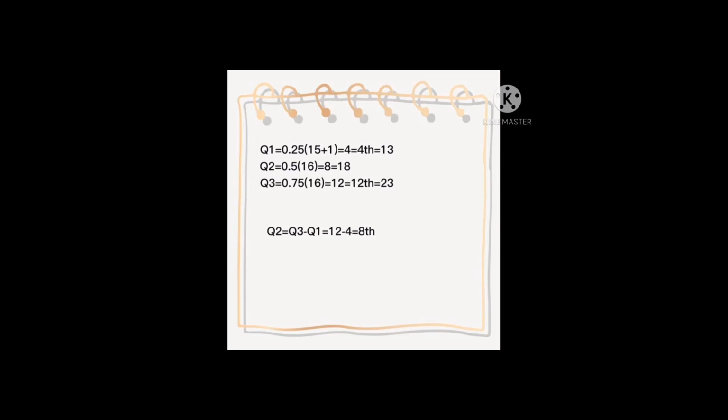And to check if this is true, we are going to proceed to the new formula. So the second quartile is equals to third quartile minus first quartile. Yung third quartile na meron tayo is 12 and yung first quartile is 4. So ima-minus natin to. So 12 minus 4 is equals to 8. So makikita nyo, ito yung sagot sa second quartile.